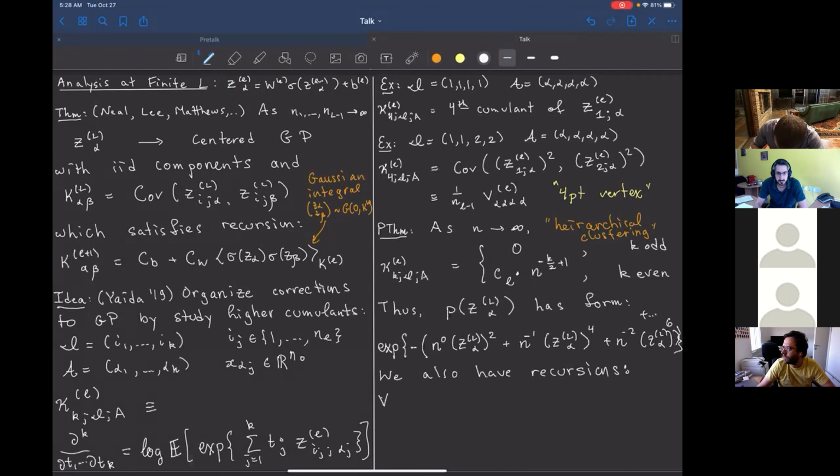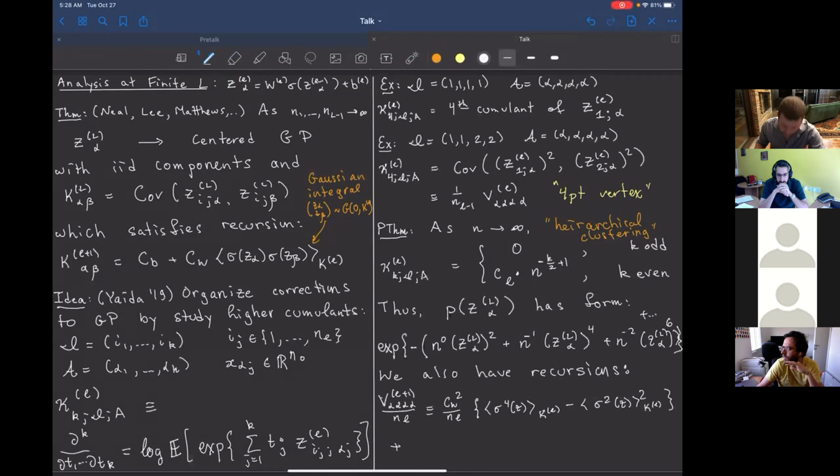So for example, if you study this 4-point vertex, let me actually do it at layer L plus 1, to make the indexing a little nicer. So it turns out that it equals the following. It equals C_W squared over N_L times some order 1 constant. Okay, these are again Gaussian integrals from the previous time step.